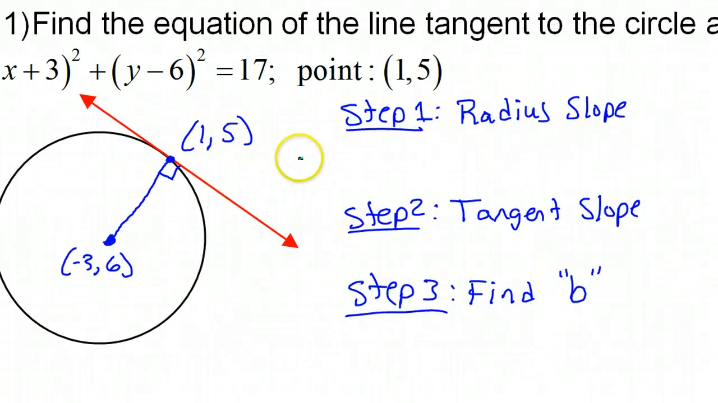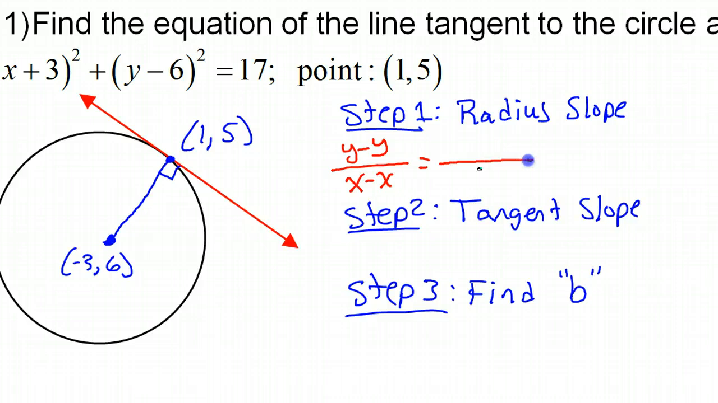Now, as far as finding the slope of the radius, we use the slope formula. So it's going to be y minus y over x minus x. So that'll be like 6 minus 5 over -3 minus 1. Okay, please, y minus y over x minus x, put the y's in the top.